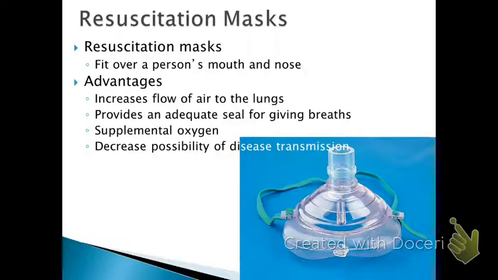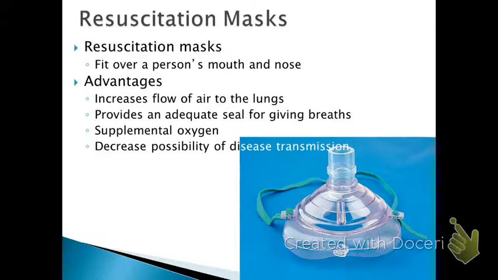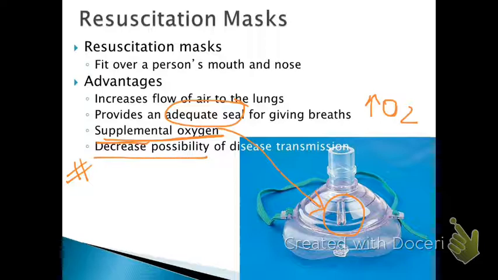So what are some of the advantages of using resuscitation masks? I think one of the biggest advantages is that you really do have this increase in flow from your lungs into your patient. But the big advantage again is that it allows for an adequate seal, which means you get increased O2 being delivered to your patient. And with this particular attachment, we can actually attach supplemental oxygen and deliver oxygen to our patient as well. The number one reason that we use a resuscitation mask is to decrease the risk of disease transmission by avoiding pathogens being transmitted to the first responder in the process of artificial ventilation.